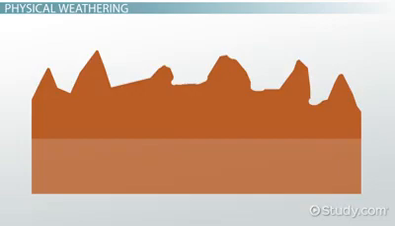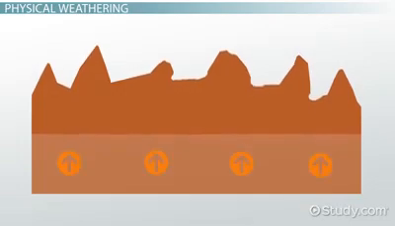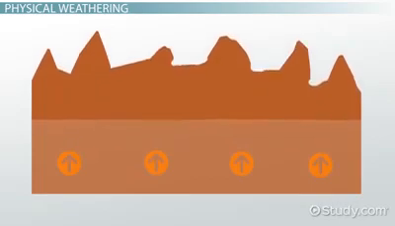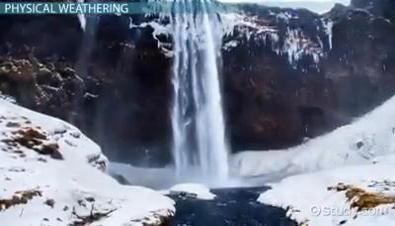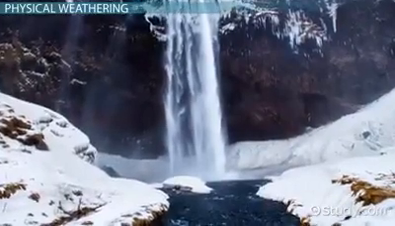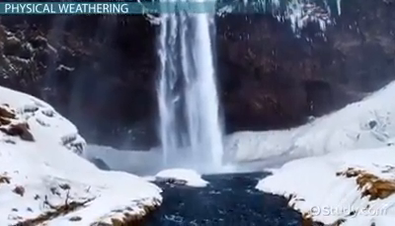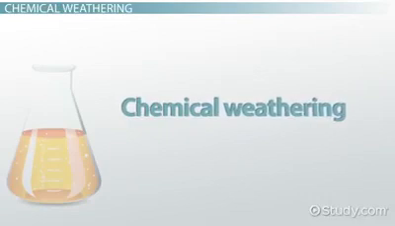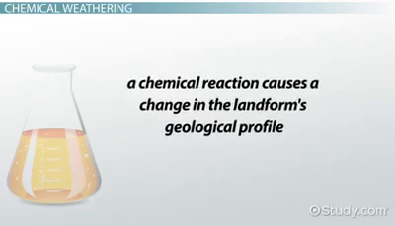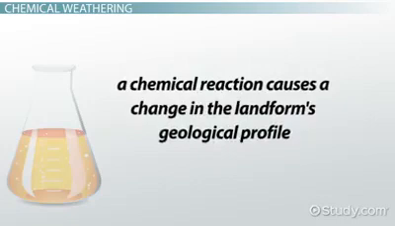Since there is less mass of material pressing down, these ridges and valleys are pushed up by geological forces far underground. In turn, these ridges and valleys provide new opportunities for water to freeze and thaw, as well as for other forms of weathering. Chemical weathering occurs when a chemical reaction causes a change in the landform's geological profile.